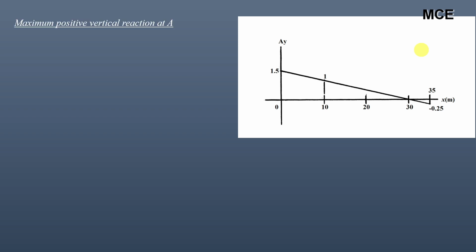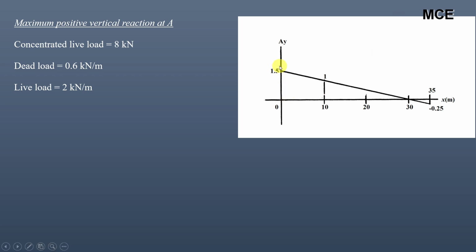Now you have to find the maximum positive vertical reaction at A. We have been given a concentrated live load of 8 kilonewton, a dead load of 0.6 kilonewton per meter, which is a UDL, and a live load of 2 kilonewton per meter. To get the maximum positive vertical reaction at A, you will place the concentrated live load at A because 1.5 is the maximum magnitude, so you will place it at 0 meter.